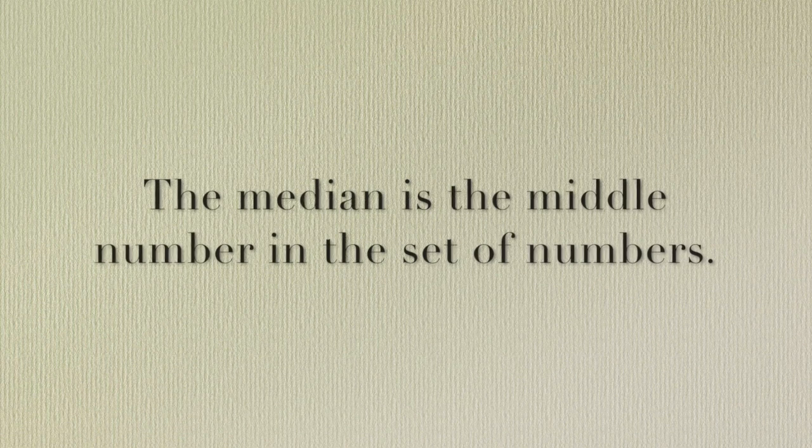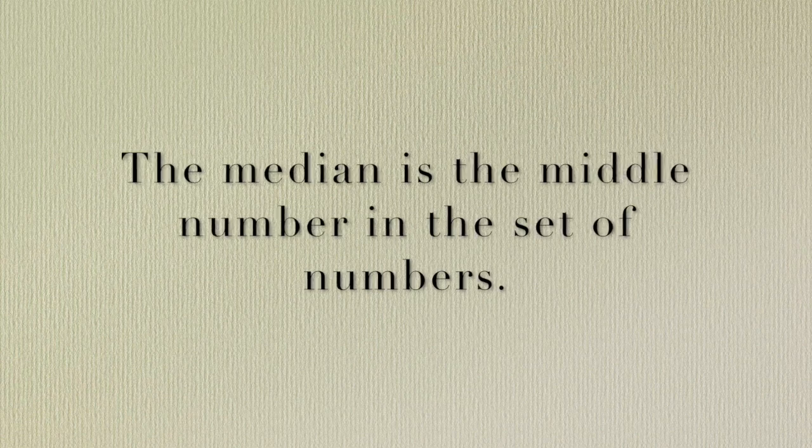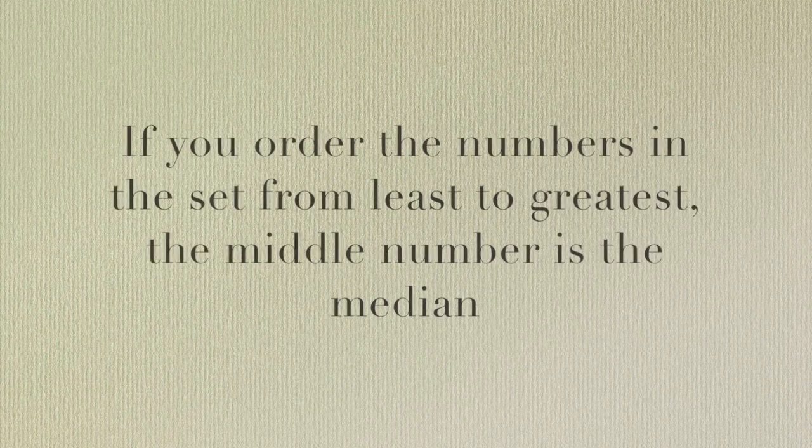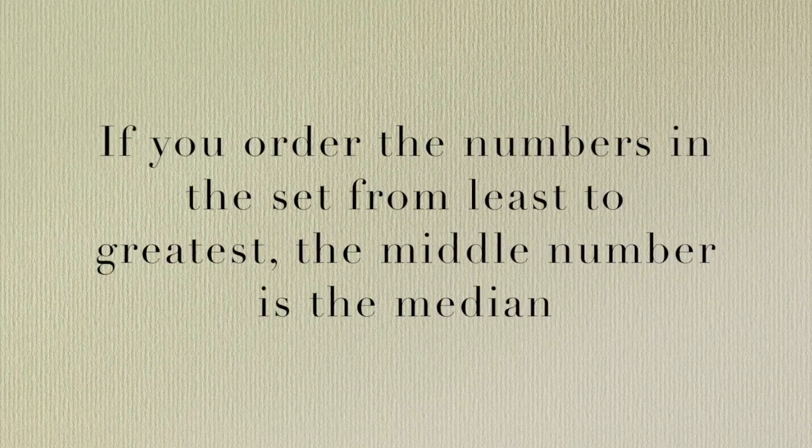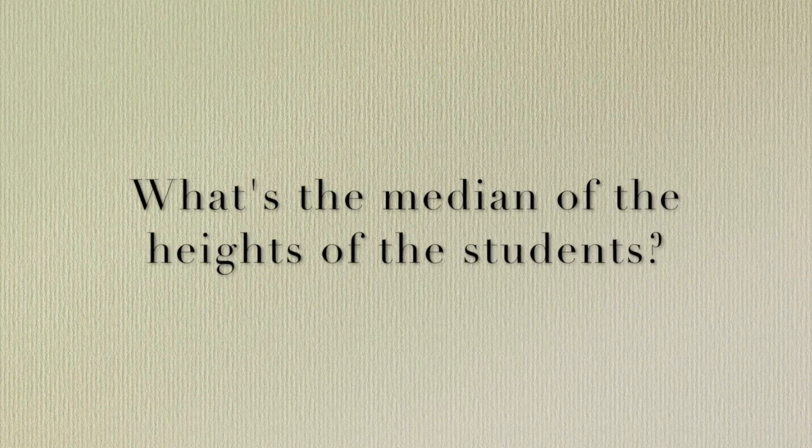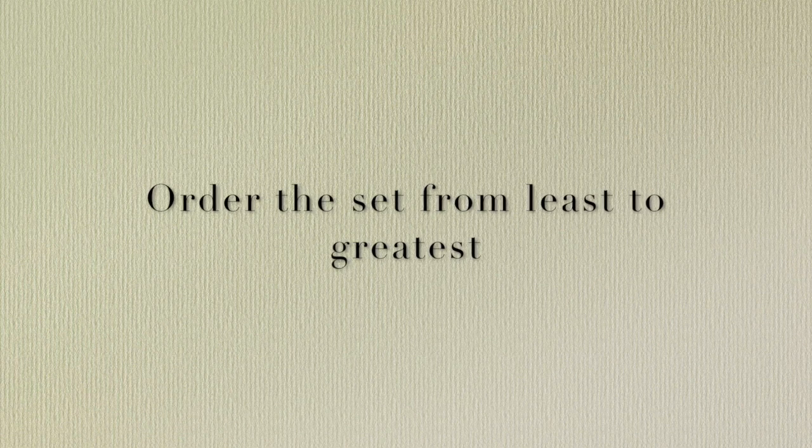Another way to represent a set of numbers is through the use of a median. And the median is essentially the middle number in the set. So if you order the numbers in the set from least to greatest, the middle number is the median. Given that, what's the median of the heights of the students? Well, we first need to order the set from least to greatest. 46, 49, 50, 53, 54, and 54.